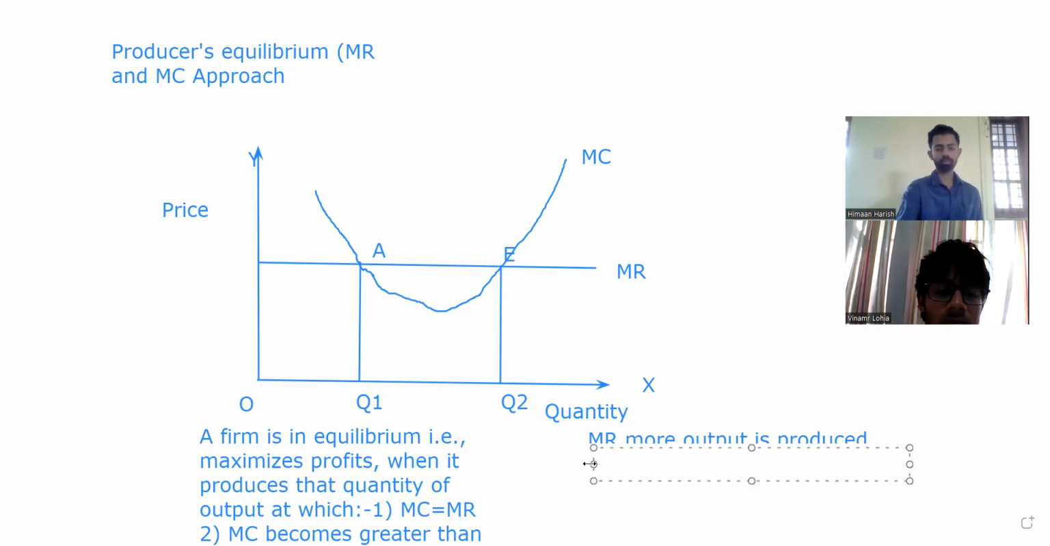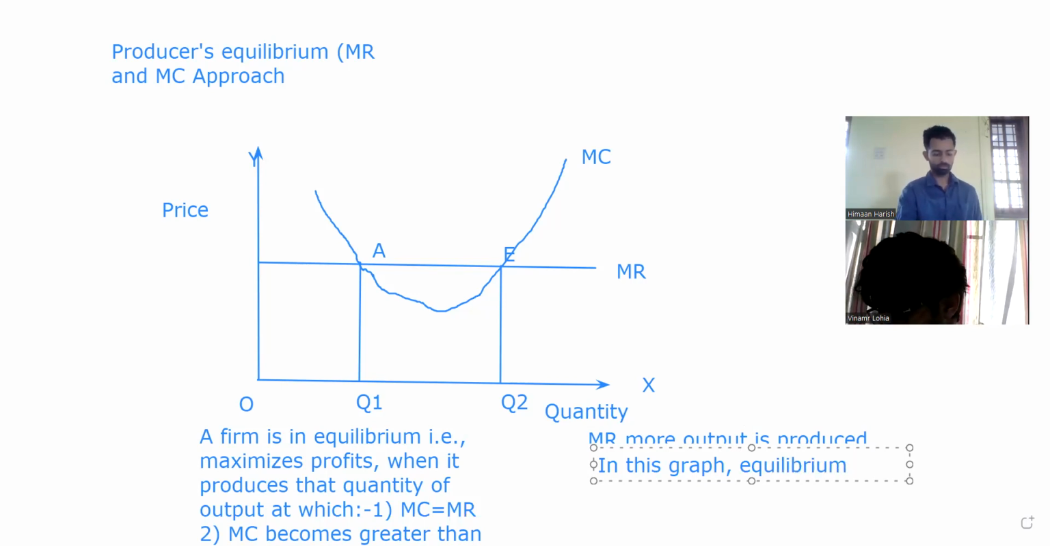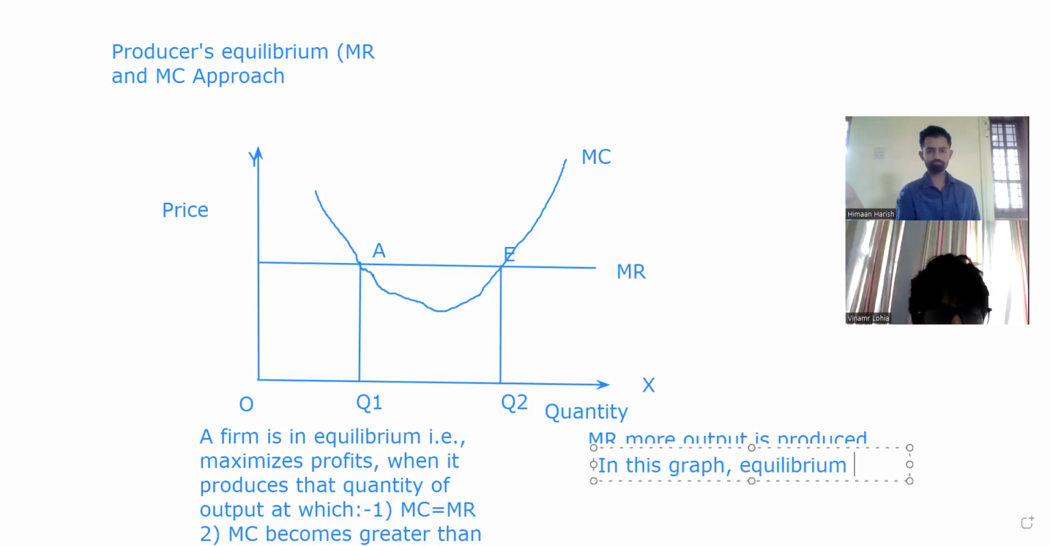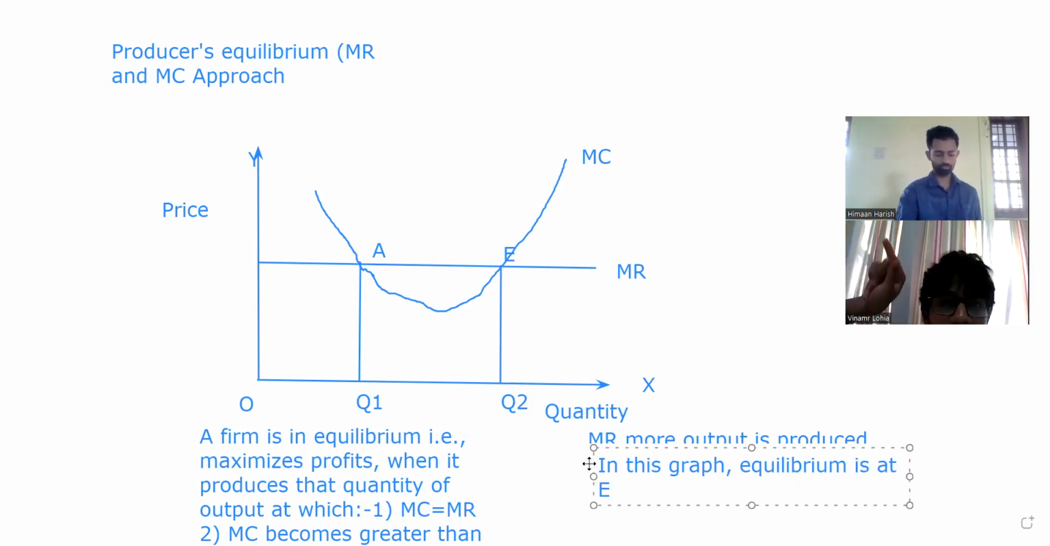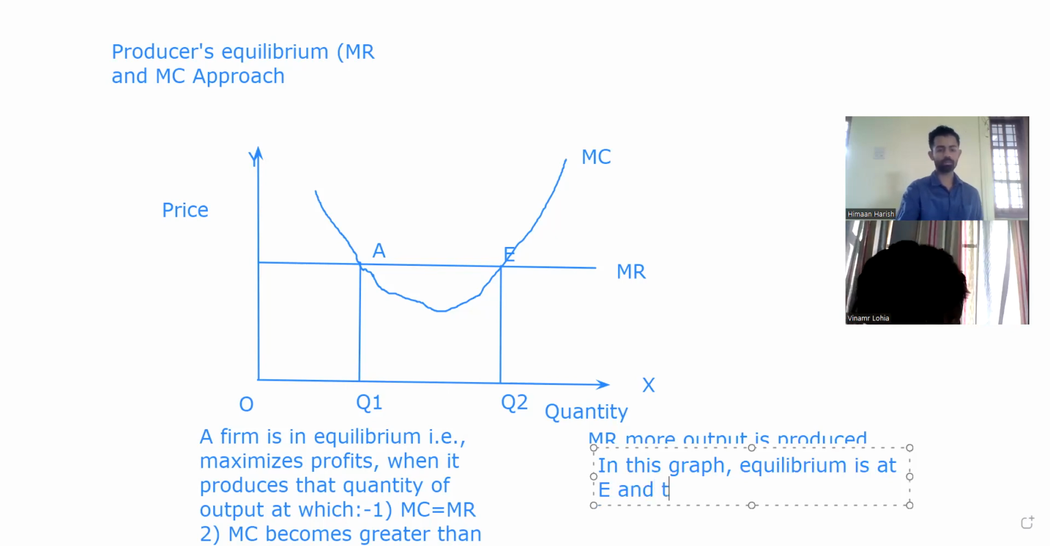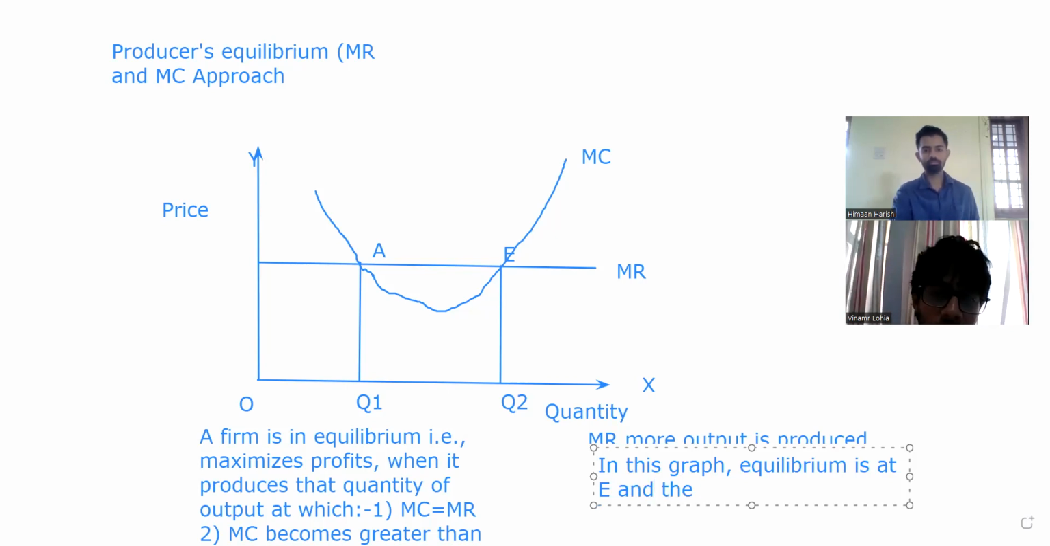So in this graph, the equilibrium is at E and break-even point is at A, right? So at any point above E and above A, the firm is incurring loss because MC is more than MR. So in this graph, the equilibrium is at E and the equilibrium output is OQ, or OQ2.